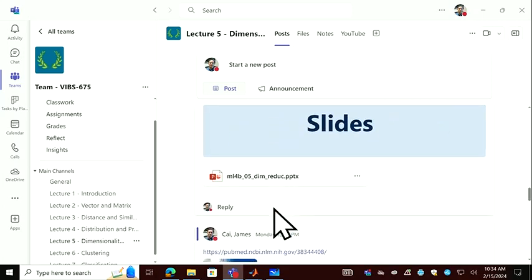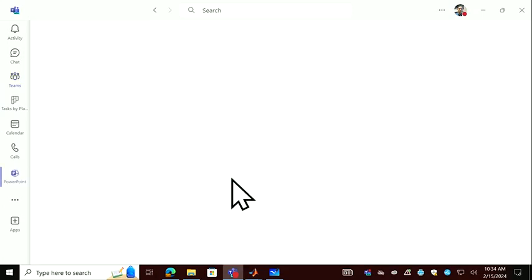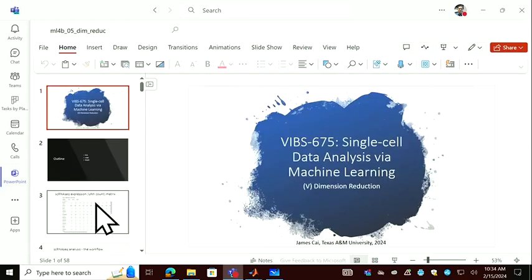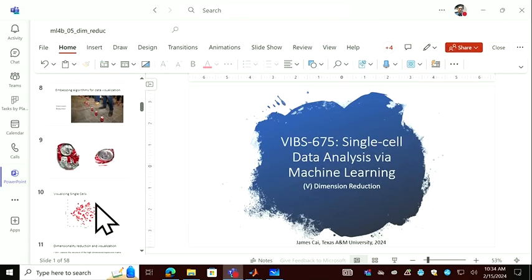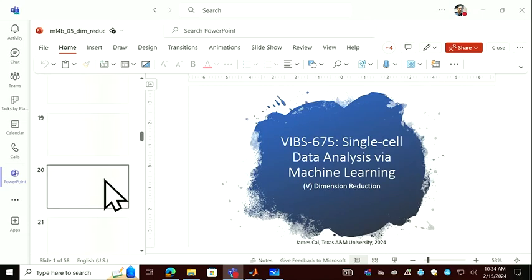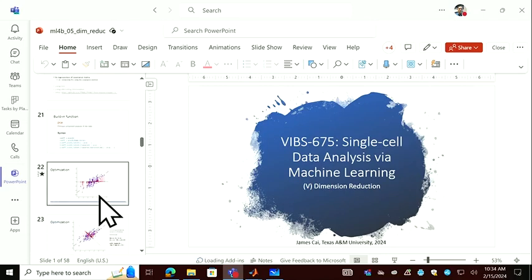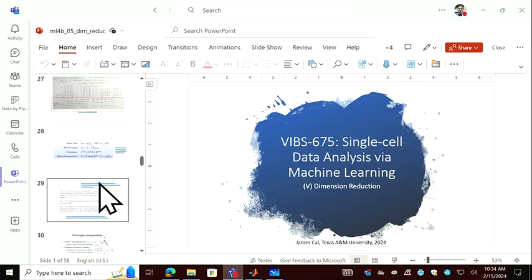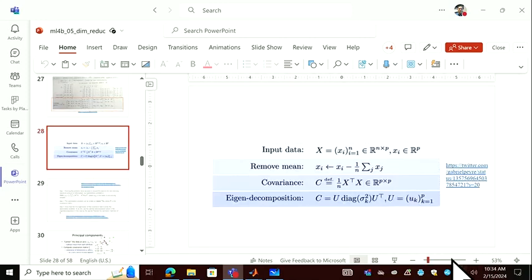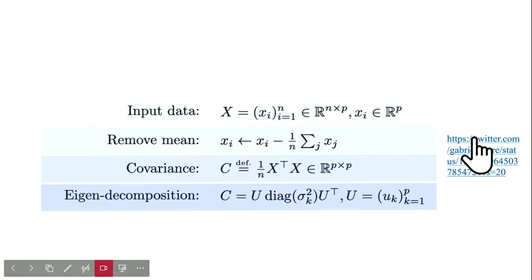The page I was talking about is this mathematical description of the steps. So we are going to use the numerical example, the 4D data, to follow these steps. The first one is to remove the mean.